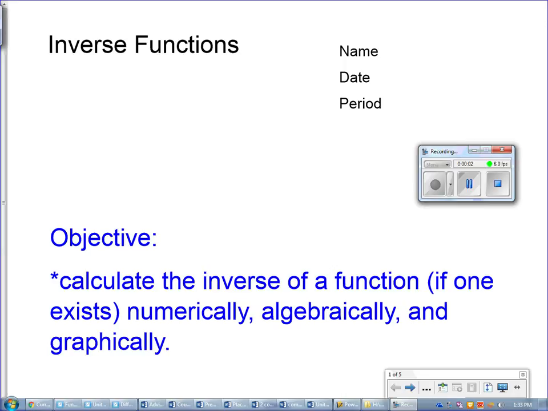The title of this note is Inverse Functions, and the objective is to be able to calculate the inverse of a function if it exists 3 different ways: numerically, algebraically, and graphically.